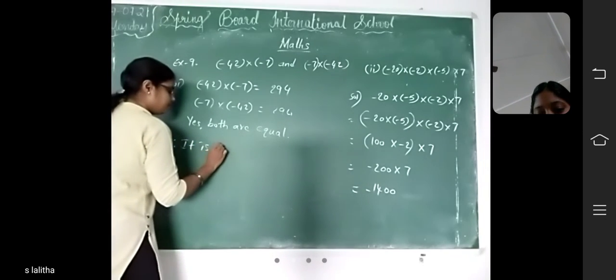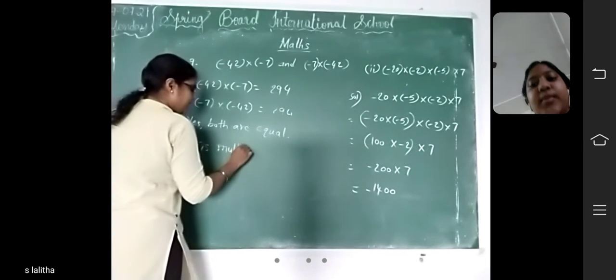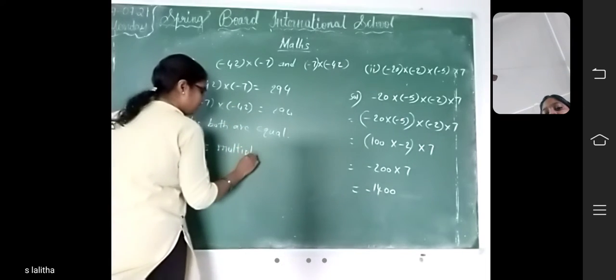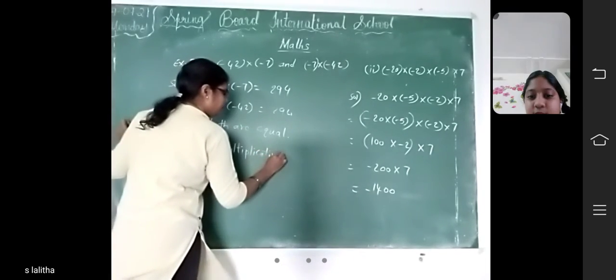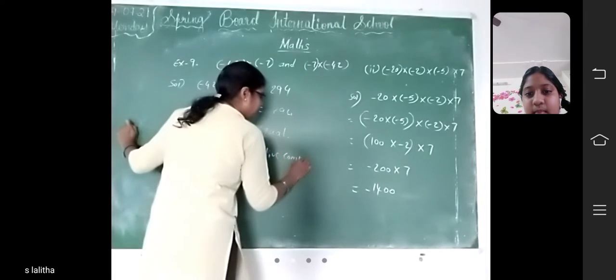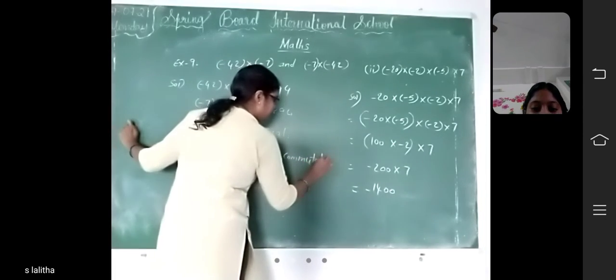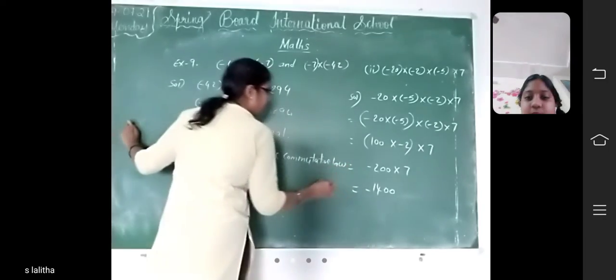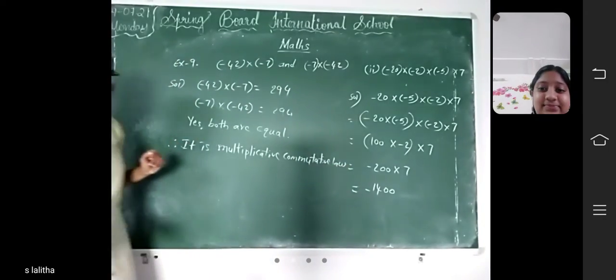So it is multiplicative. This is multiplication now. So that's the multiplicative commutative law. Multiplicative commutative law. Okay, children?